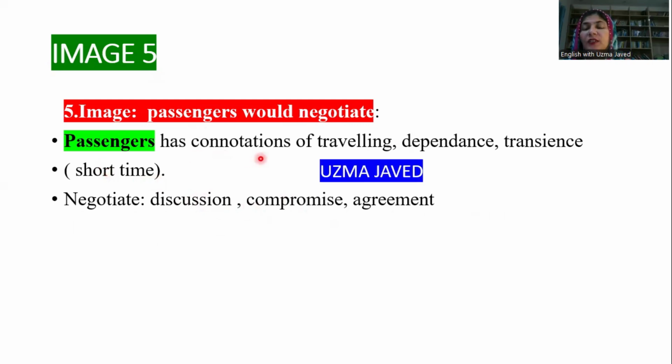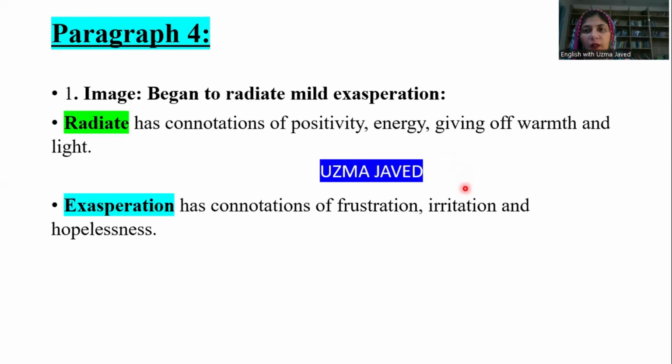Passengers has connotations of traveling. You see, passengers are all the time moving. It has the symbol of short time or transience, meaning that we are here as passengers in this world. We will be here for a short while. So passenger has the connotation of something short while, or even dependence, because obviously passengers don't have a place of living, they are on the move, so they are dependent for the fulfillment of their belongings.